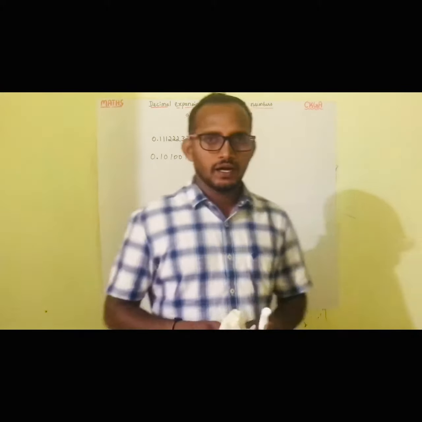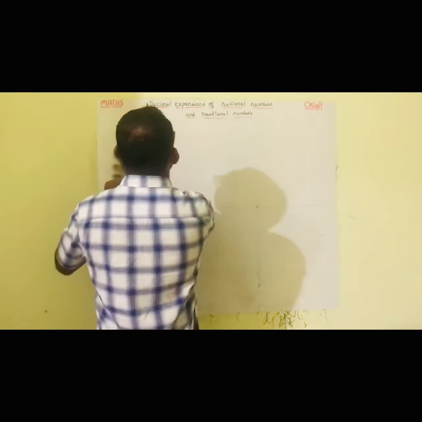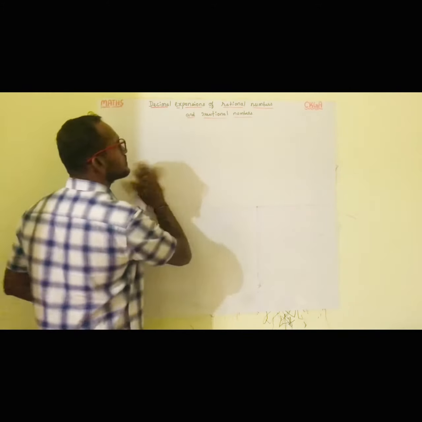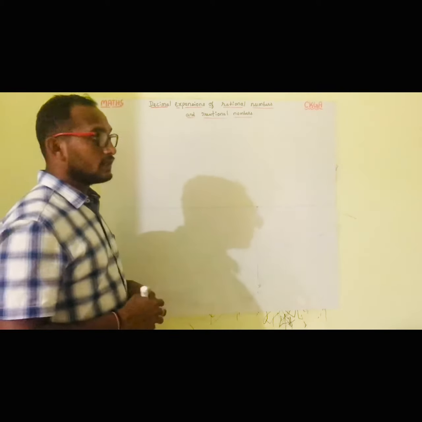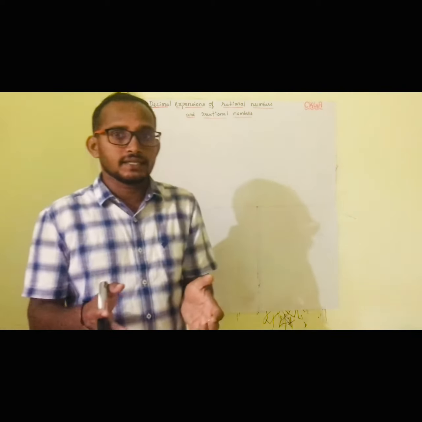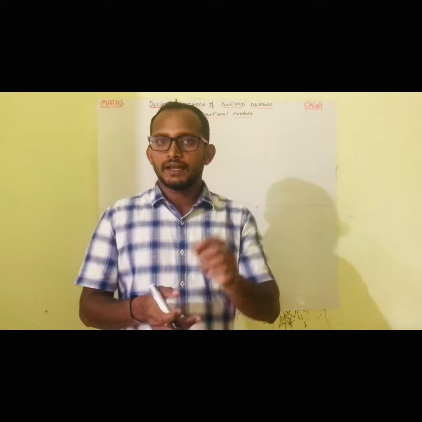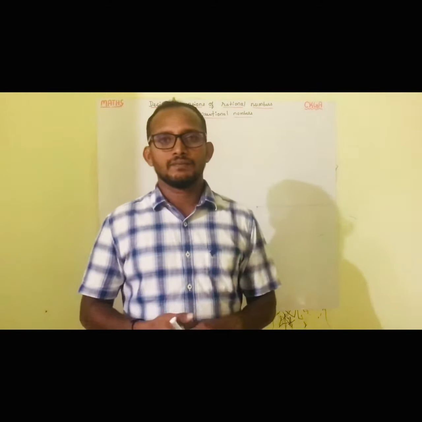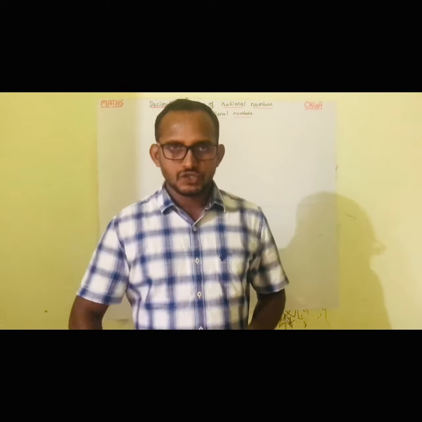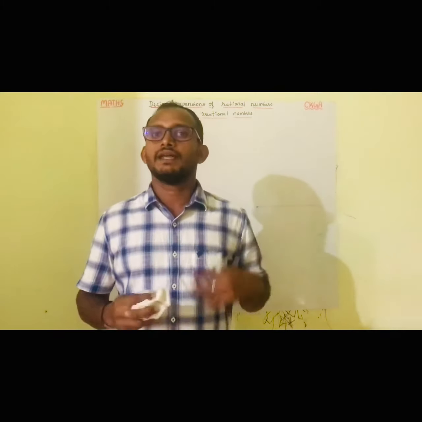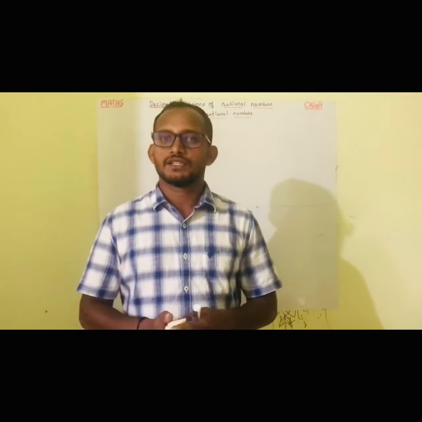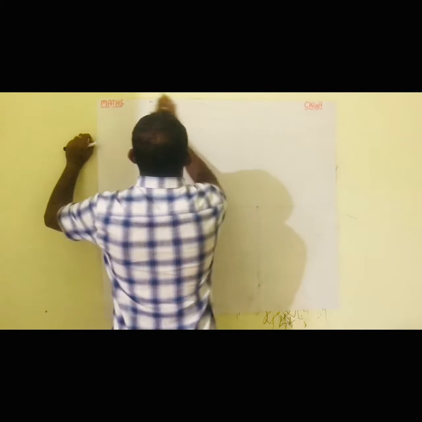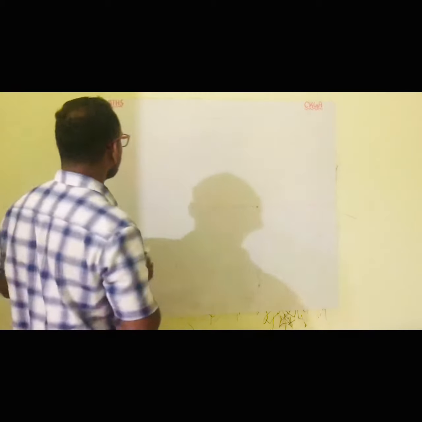Now let's get into one simple, interesting concept: the representation of irrational numbers on the number line. If you want to represent some irrational numbers on the number line, I'll take help of the Pythagoras theorem, which we discussed in the previous video. So how will the Pythagorean theorem help us represent some irrational numbers on the number line? Let's see today. The first question I'll take is a very important one.